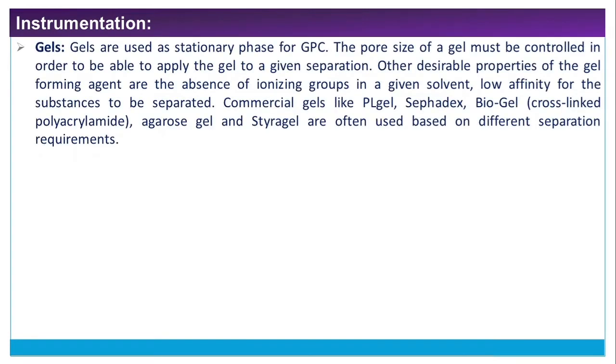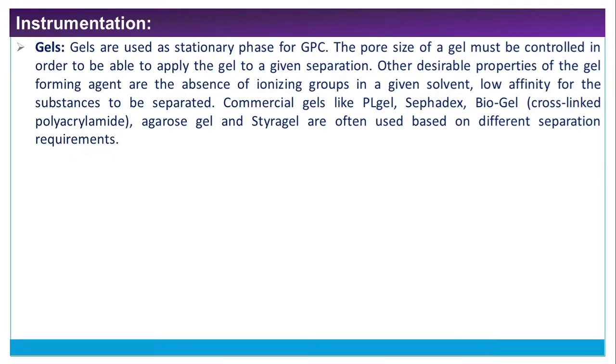Now we'll see what components are there in the instrument. First one is the gel. Gel is the important component which acts as a stationary phase in gel permeation chromatography. For particular types of components we have to use a particular type of gel, which has a particular pore size. In this way we can control the separation.